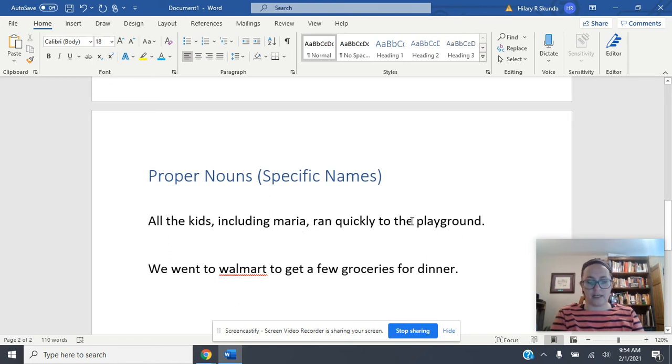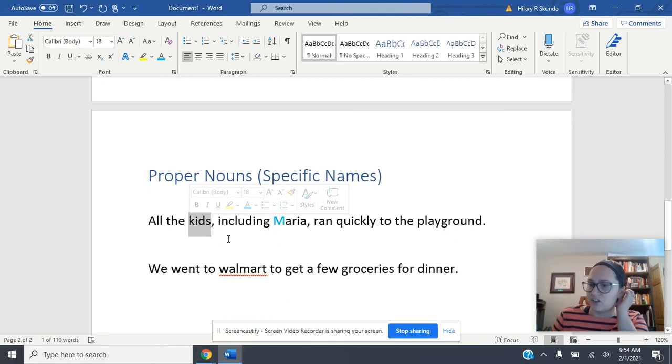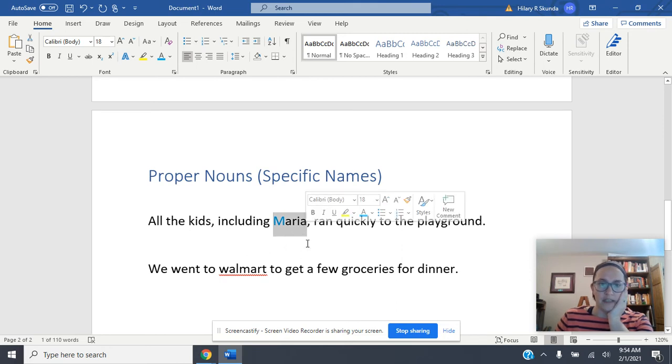Now, because we're talking about a specific kid, Maria, we need to give her a nice capital letter. Anytime you see a name, that name needs to be capitalized. We don't capitalize kids because this is just kind of a general group of people. We don't really know who's in it until we say one name. Now we know Maria's in that group of kids. She's specific.